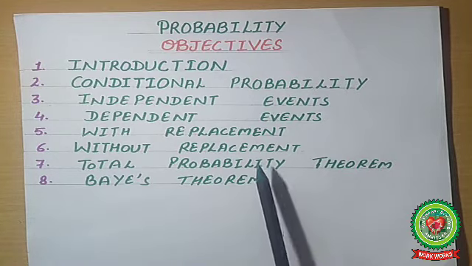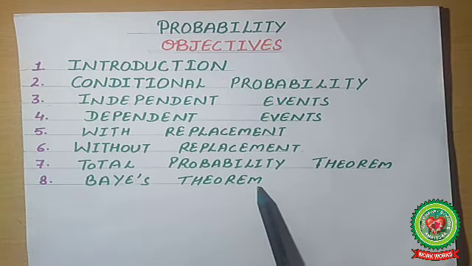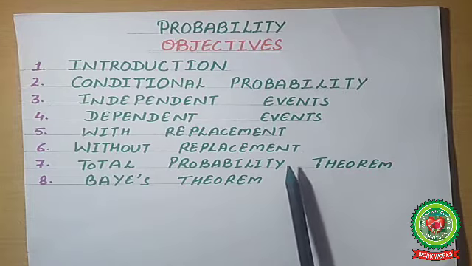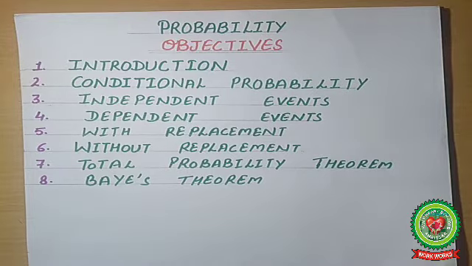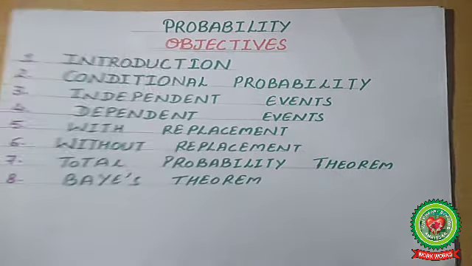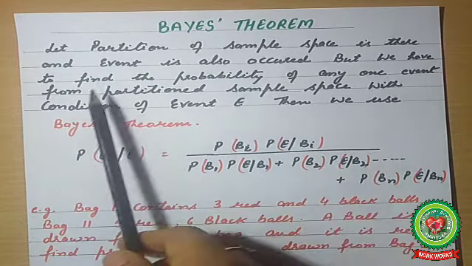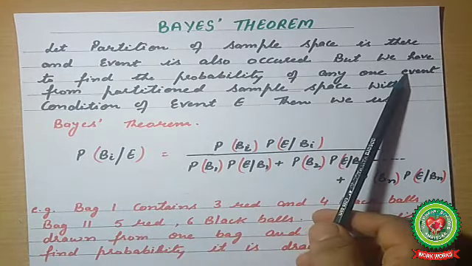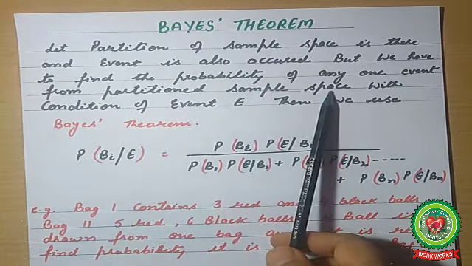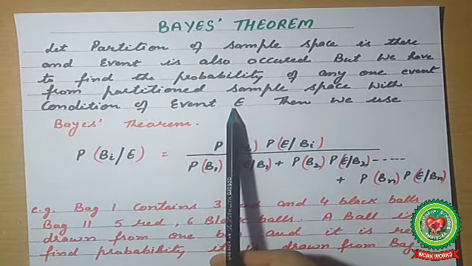Now, the total probability theorem and Bayes theorem are both correlated. In Bayes theorem, we should know the total probability theorem also, but a little bit of difference is there. According to Bayes theorem, first of all, we will partition the sample space as seen in the total probability theorem. Now, first, we have to find the probability of any one event from the partitioned sample space with the condition of the event E.